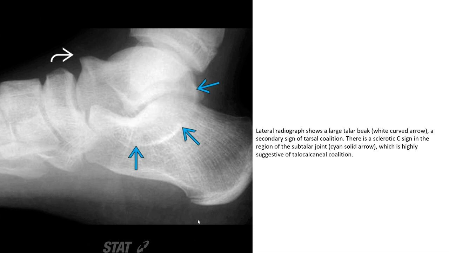Lateral radiograph shows a large talar beak, a secondary sign of talar coalition. This is a sclerotic C sign in the region of the subtalar joint, which is highly suggestive of talocalcaneal coalition.